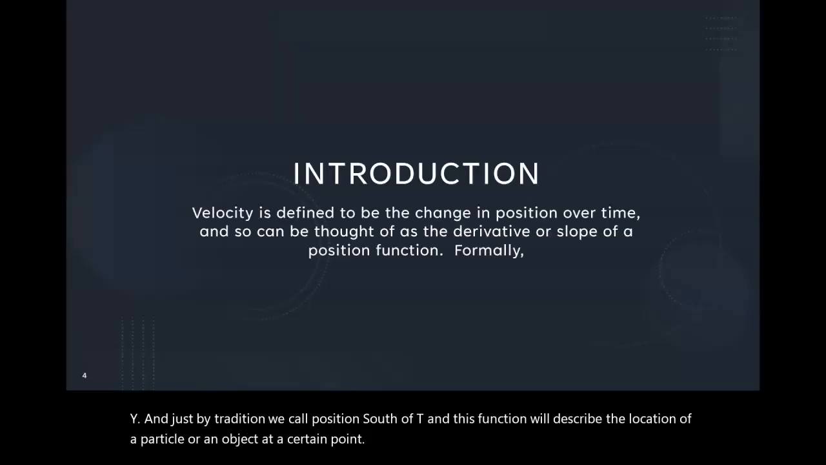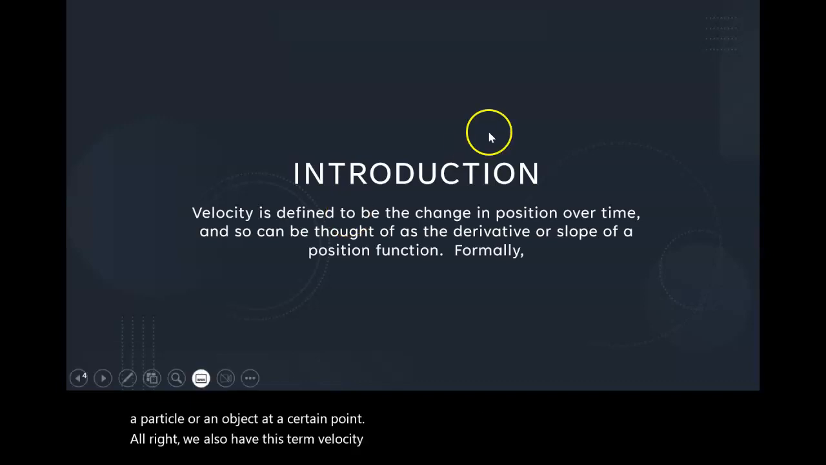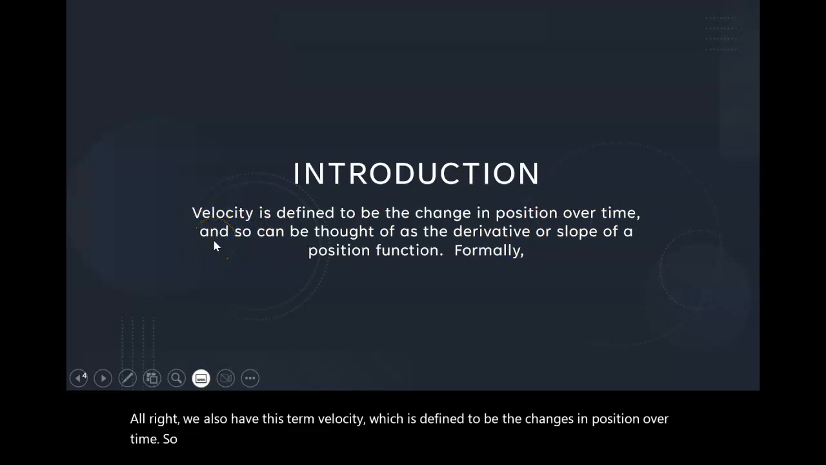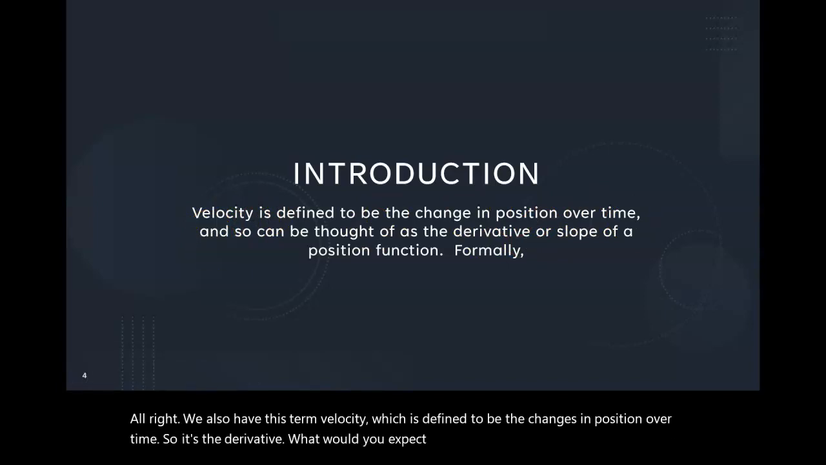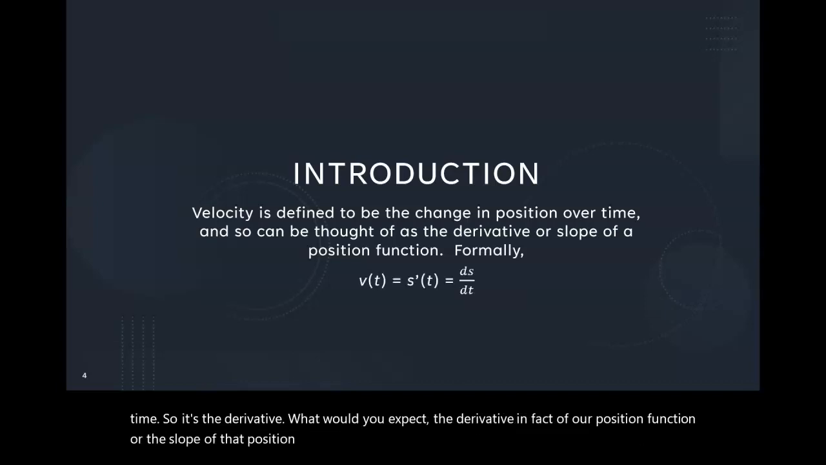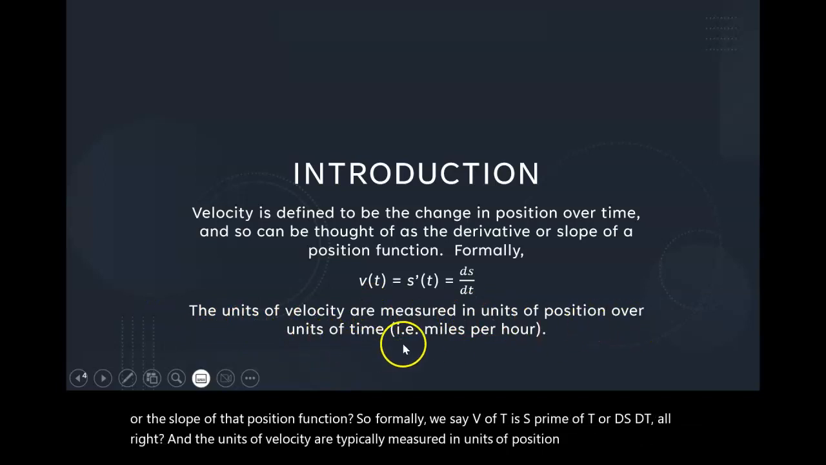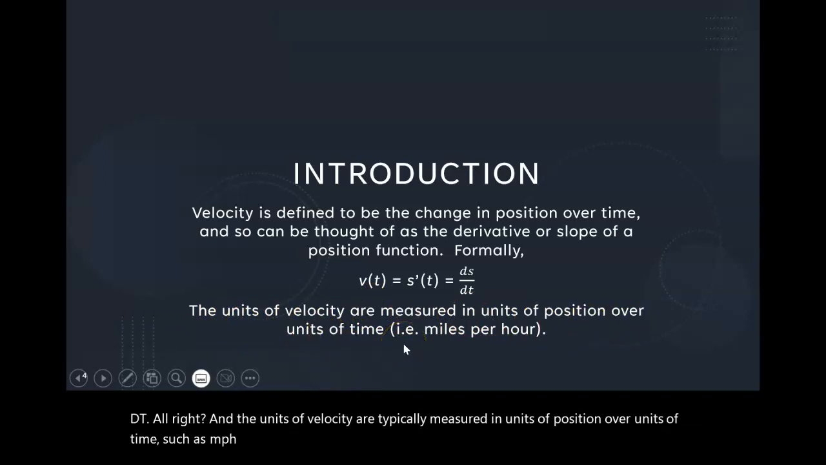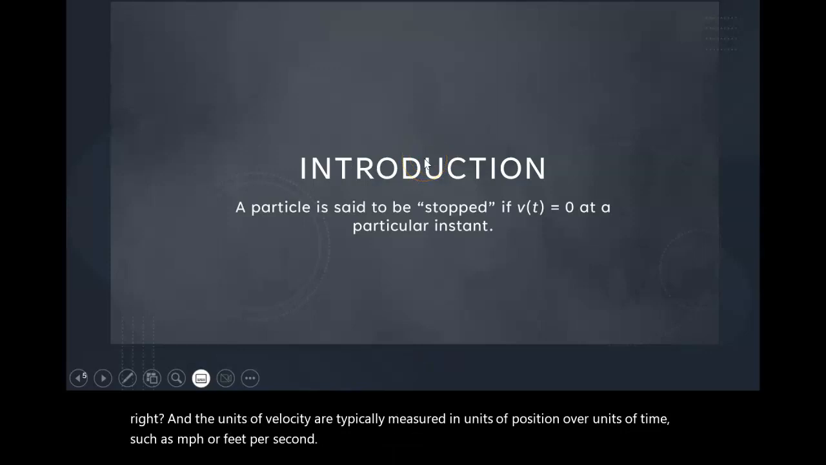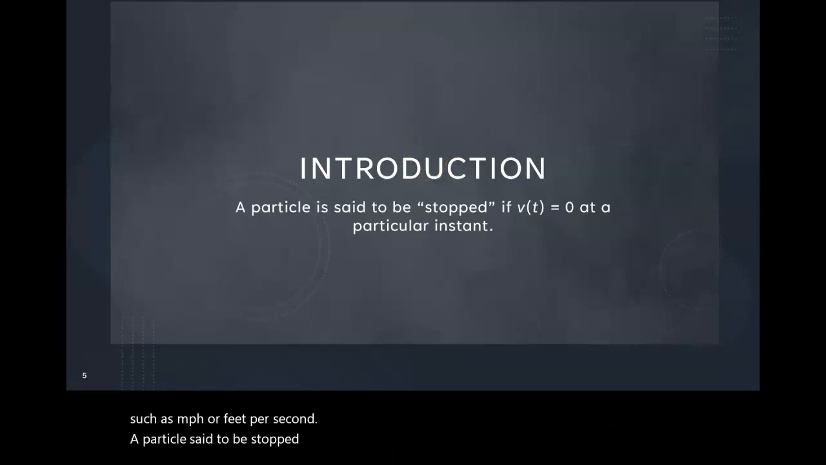We also have this term velocity, which is defined to be the change in position over time. So it's the derivative. What would you expect? The derivative, in fact, of our position function, or the slope of that position function. So formally, we say v of t is s prime of t, or ds/dt. The units of velocity are typically measured in units of position over units of time, such as miles per hour or feet per second. A particle is said to be stopped if our velocity is equal to 0 at a particular instant.